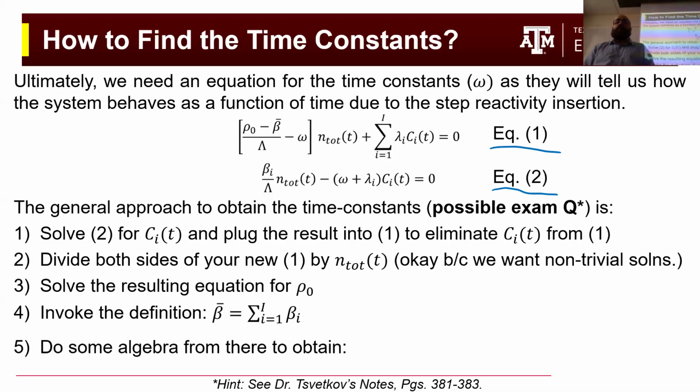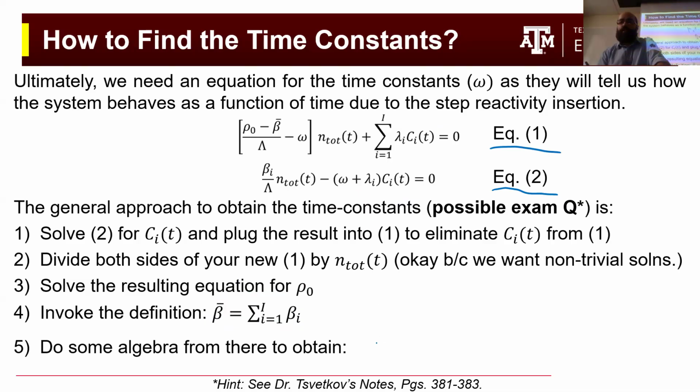If we want non-trivial solutions, that means the solution isn't zero, so it's okay to divide by n of t. And then once you do that, you're going to want to solve the equation that you get for rho naught. You're also going to want to use this definition to rewrite the sum of all of your beta i's in terms of an effective delayed neutron fraction. Then once you invoke that definition, it's just algebra to get into the form that we want. And that form looks like this.